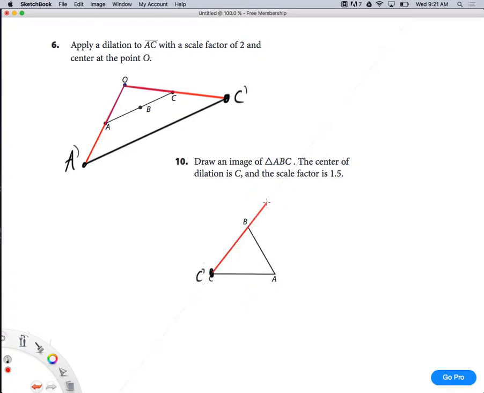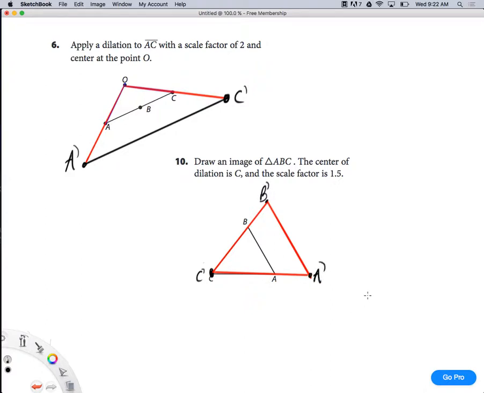So B prime would be like here, and then A prime would be like here. And then from that point, you'd be able to say, okay, those are my 2 points, and then just connect them to create your full triangle. So this is B prime, and this is A prime.